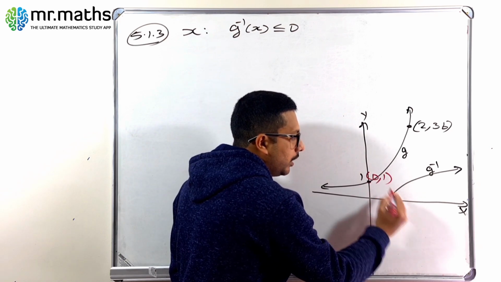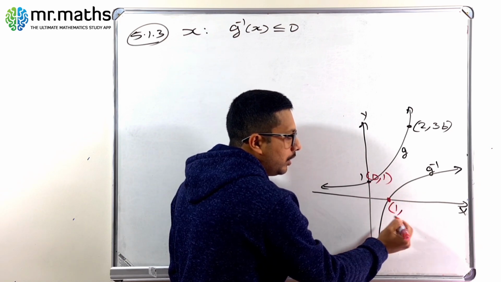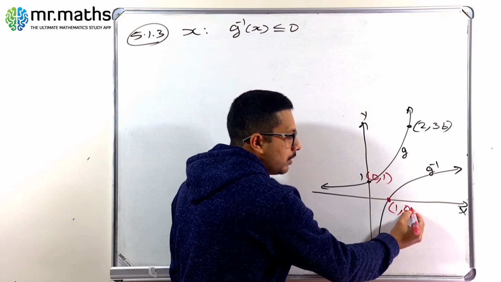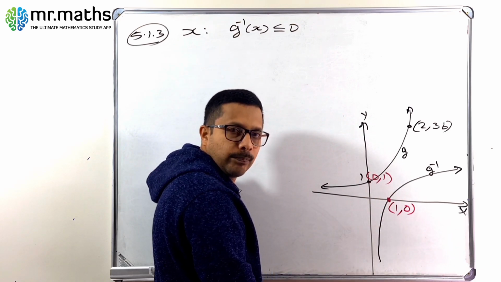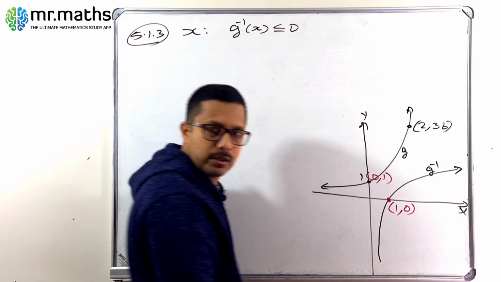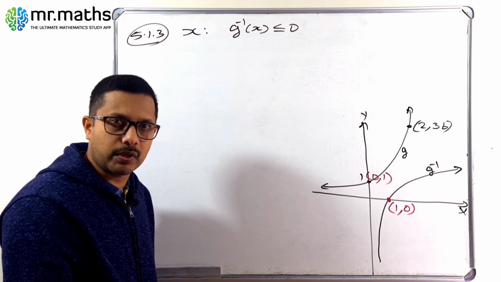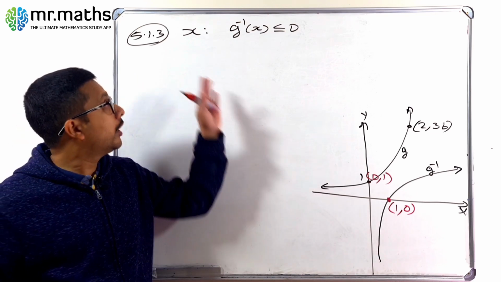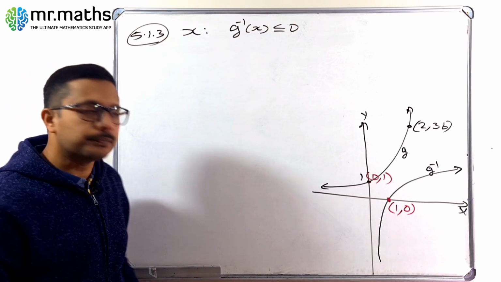That means the y value here becomes the x value on the inverse graph, and the x value here becomes the y value. So at this point, what is the coordinate? (1, 0). Do you agree? Now let's try to understand one more thing before I explain this 5.1.3.